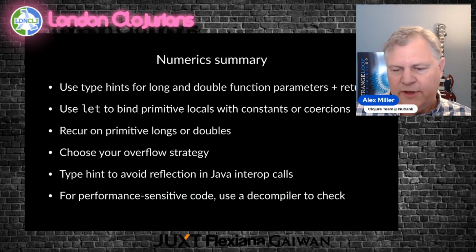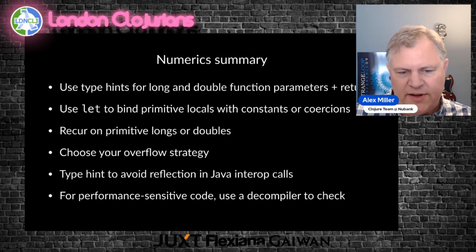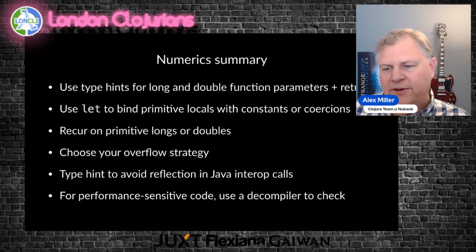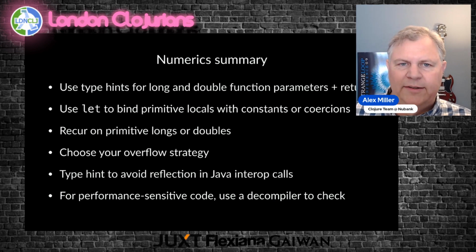Use type hints to avoid reflection in Java interop calls. This is kind of harkening back to some of the stuff in the first half. And for performance-sensitive code, use a decompiler to check what you got.